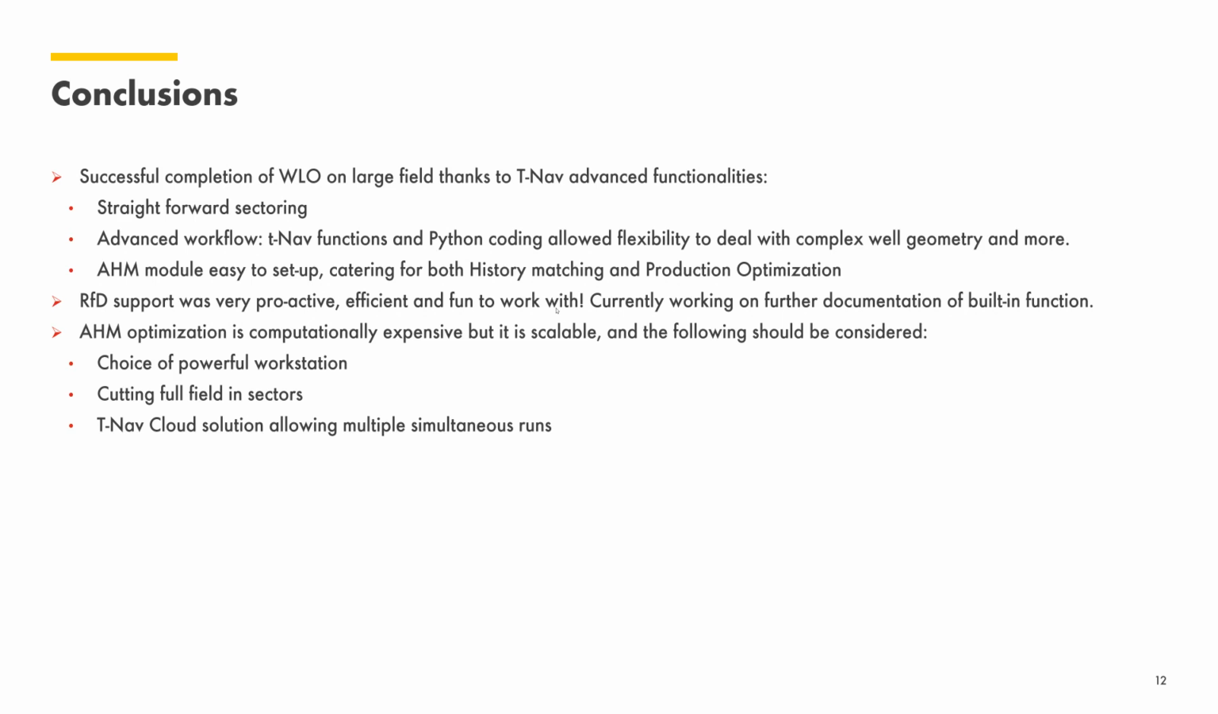The first one was the straightforward sectoring, which was needed in our case because the field was too large to perform optimization on the full field. The advanced workflow combines tNav functions and Python coding, and that allows a great deal of flexibility to deal with complex well geometries or any other things that you may want to do. And finally, we used the assisted history matching module to do production optimization, which was quite easy to set up.